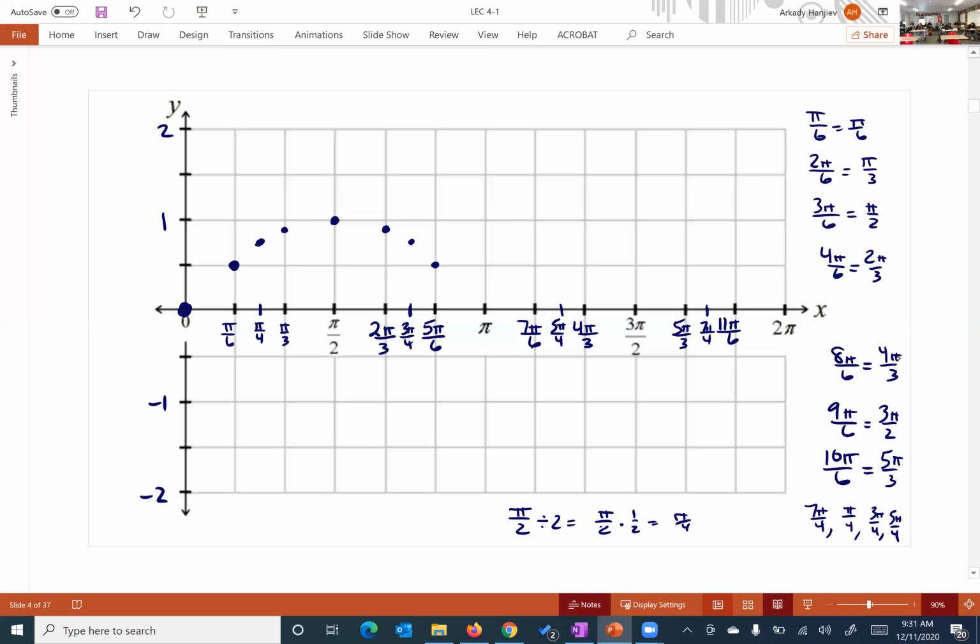And Nicholas, sine of 5 pi over 6. 1/2 is perfect. Grant, sine of pi. 0. Adrian, go for it. 7 pi over 6. Negative 0.5, negative 1/2. Perfecto. Zechariah.